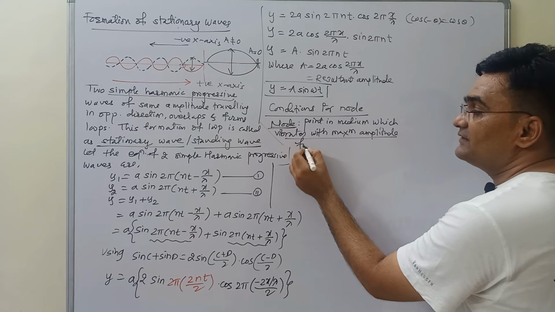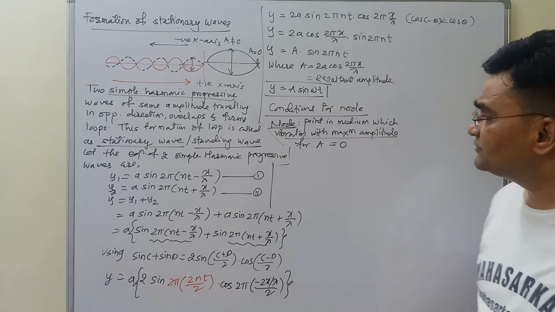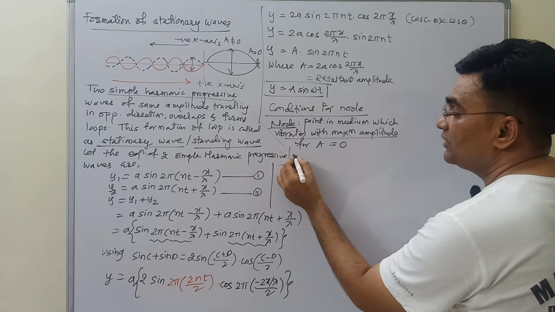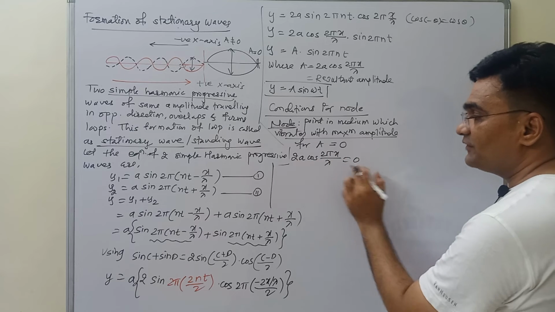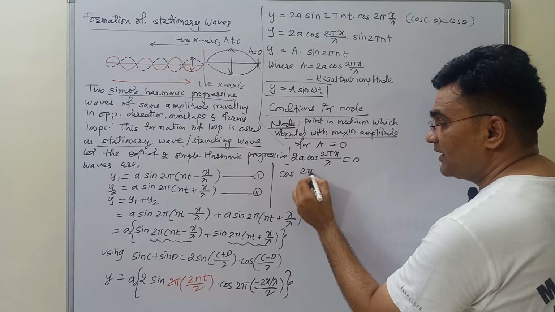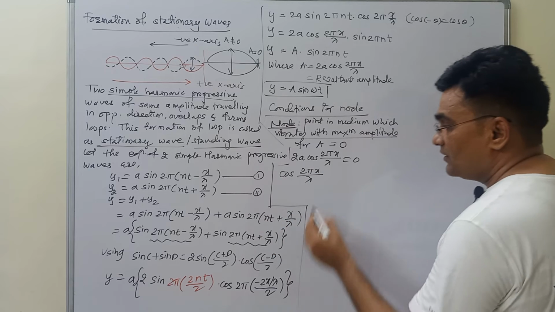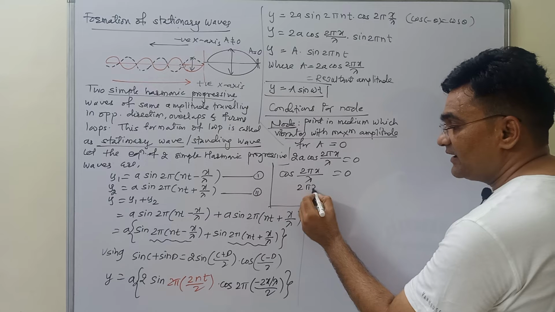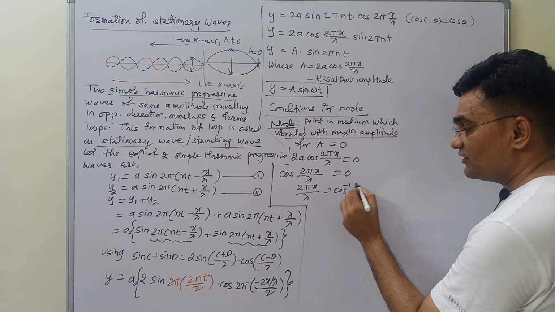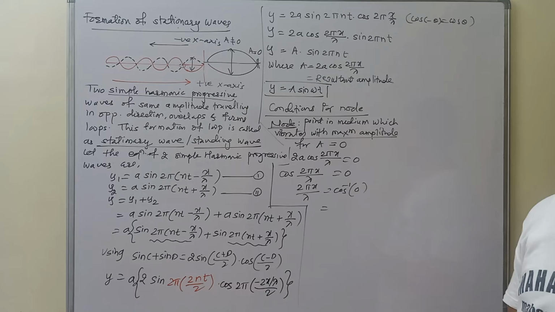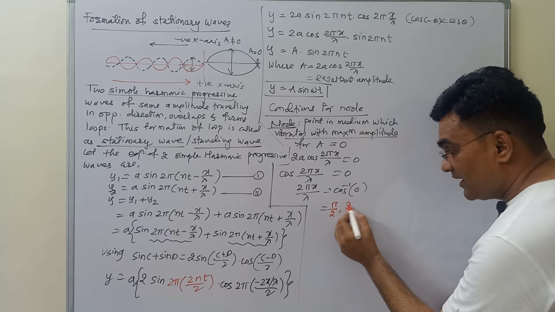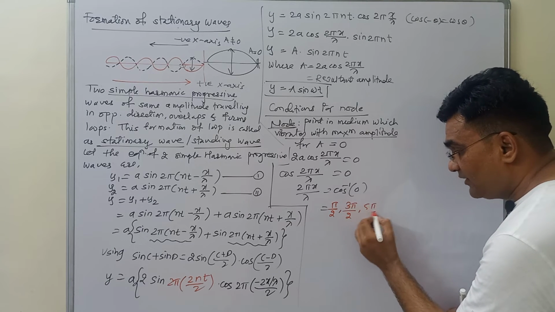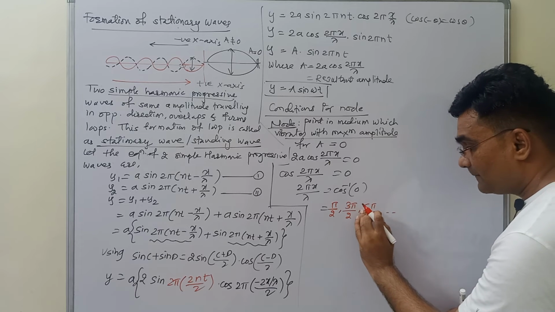So for node, I can say A should be equal to 0. Substituting the value of A, we get 2A cos 2 pi x upon lambda equal to 0. 2A goes to the other side, so cos 2 pi x upon lambda is equal to 0, meaning 2 pi x upon lambda equals cos inverse of 0. We know that cos is 0 for pi by 2, 3 pi by 2, 5 pi by 2 and so on.